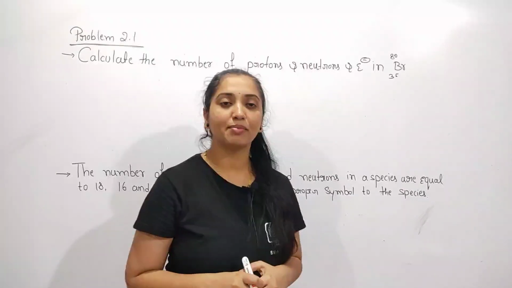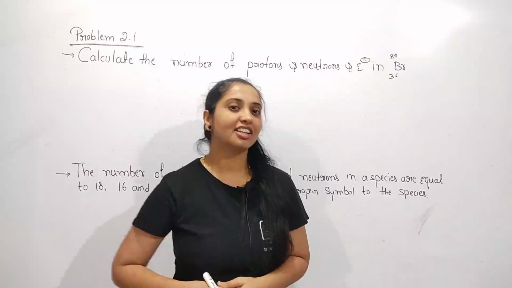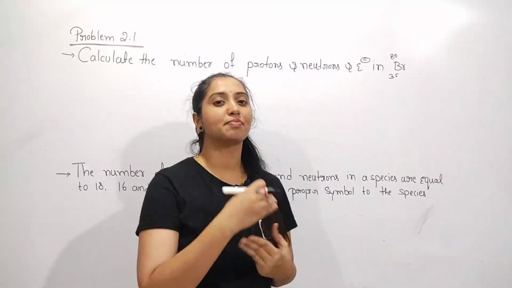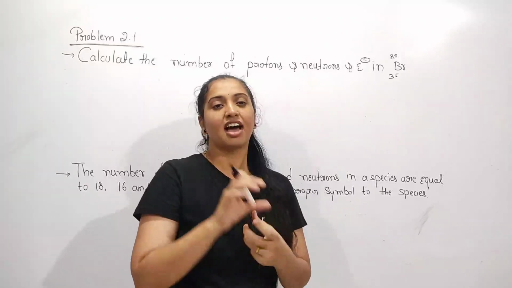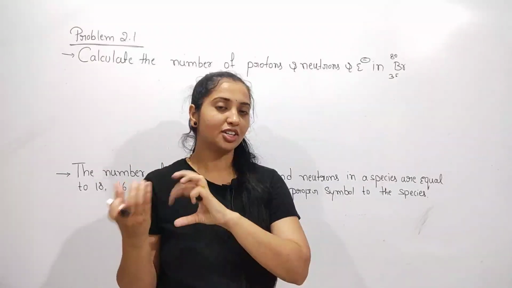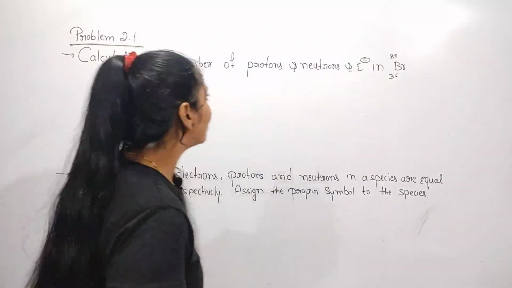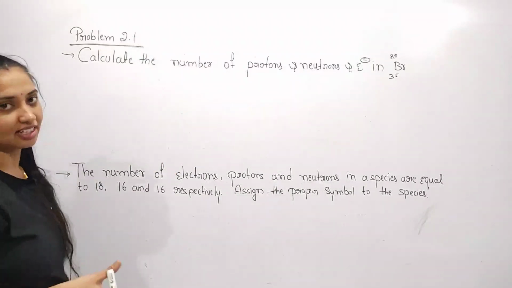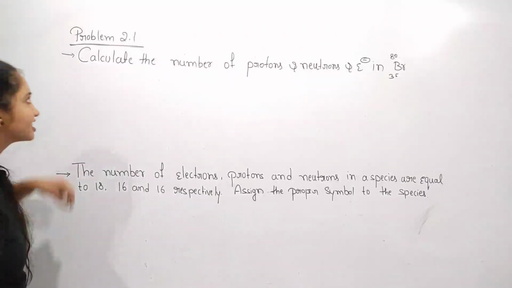Next, what is the meaning of mass number? The mass number is nothing but the number of protons plus the number of neutrons. The number of protons and the number of neutrons are collectively called the mass number. So with the knowledge of the mass number and atomic number, we have to solve these problems in this class.